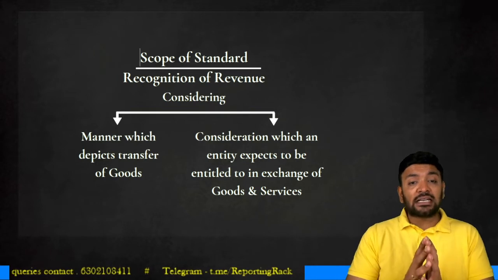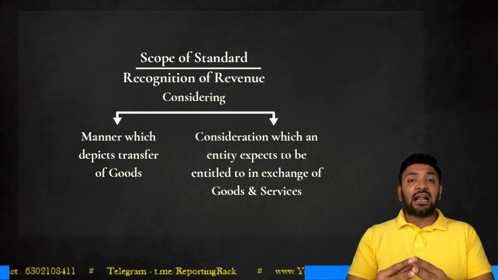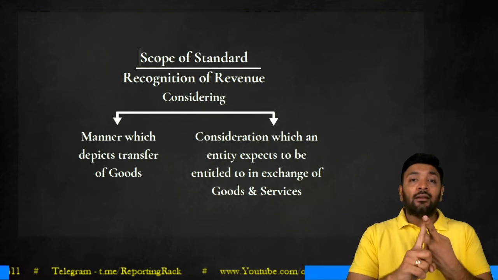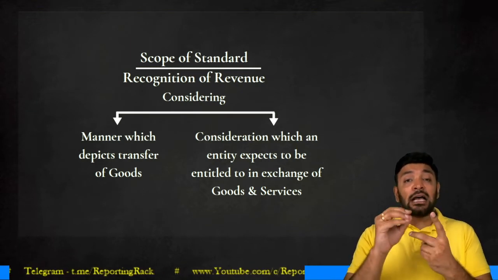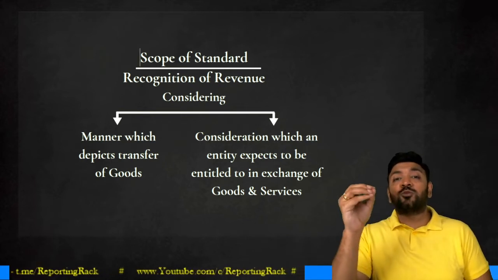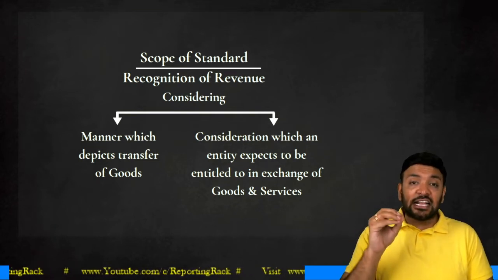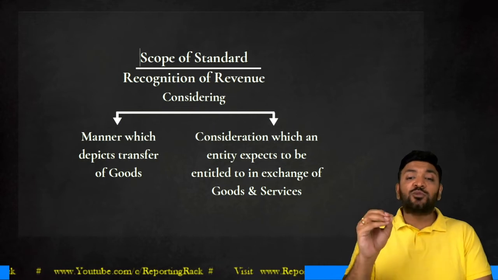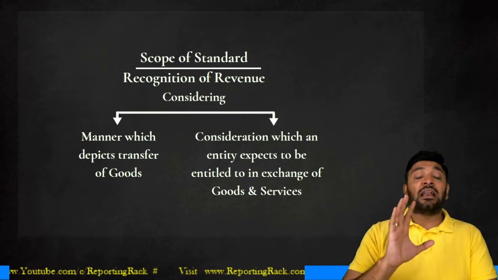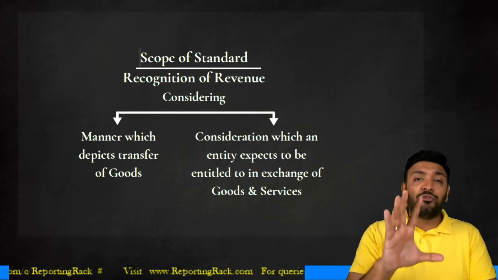So what is the objective? The objective of the standard is to recognize revenue, while the scope of the standard deals predominantly with two questions: when and how. When is answered by this: recognize revenue in the manner in which the goods are transferred to the customer. How: the consideration which the entity expects to receive in exchange for the goods and services transferred to the customer. Clear? This is fundamentally what the standard talks about, or what is the scope of the standard, what is the overall perspective of the standard.